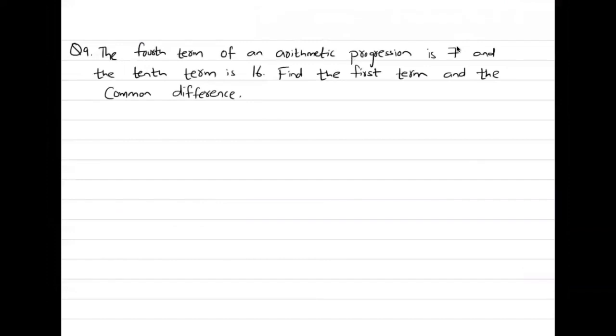The fourth term of an arithmetic progression is 7 and the 10th term is 16. Find the first term and the common difference. The question says it's an arithmetic progression. Guys, what is the nth term in an arithmetic progression given by? Tn is equal to a plus n minus 1 times d. Remember this formula. They have given you that the fourth term, T4, is 7, and that the 10th term is 16.